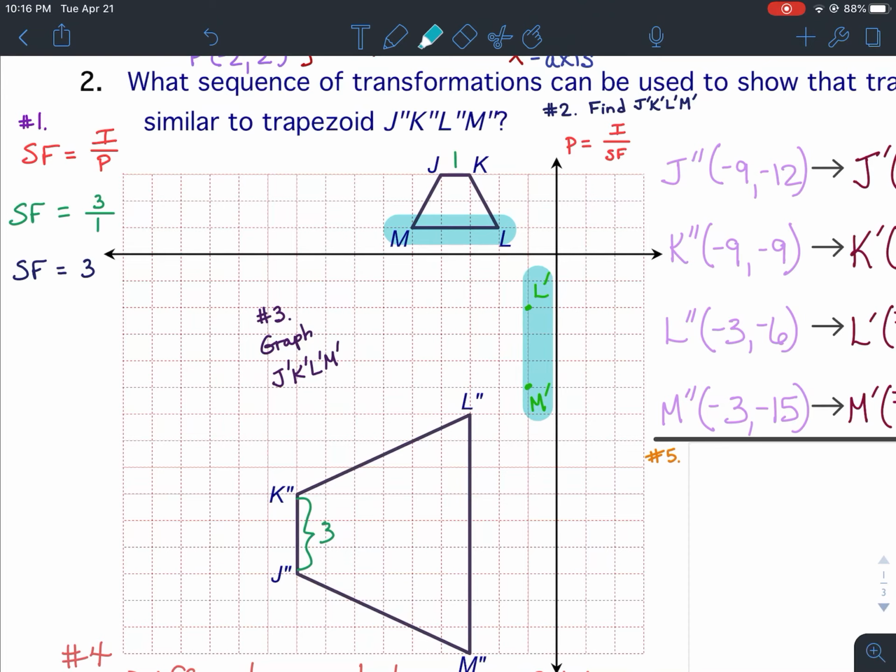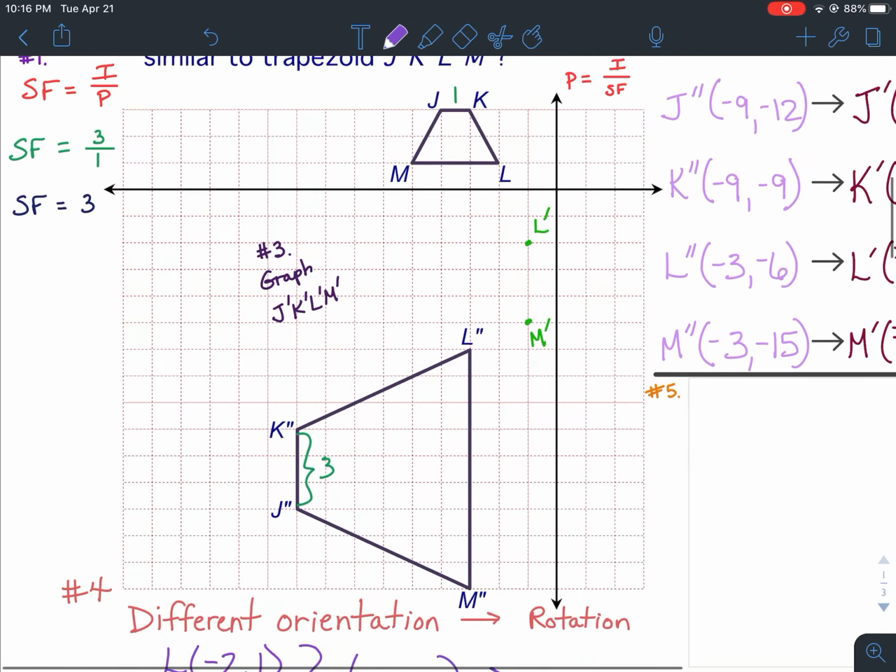Are they across from one another? No. So it's not a reflection. It's not an opposite orientation. It's a completely different orientation. And when you have a different orientation, that means a rotation has occurred. From the different orientation, we know that a rotation occurred.